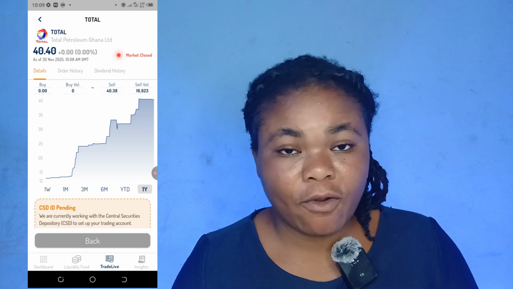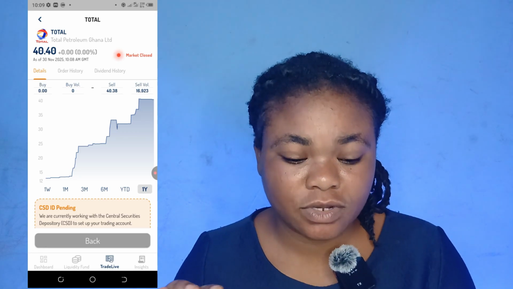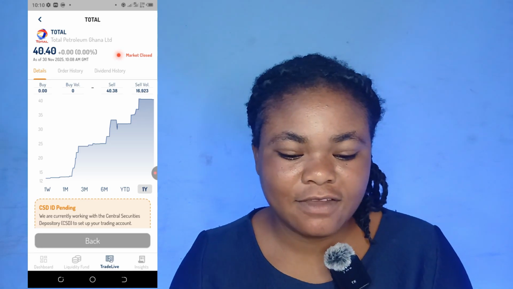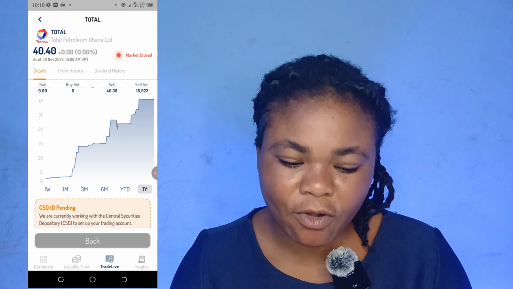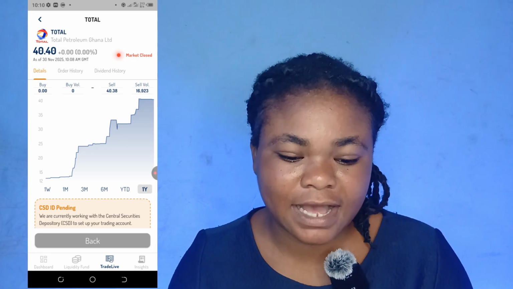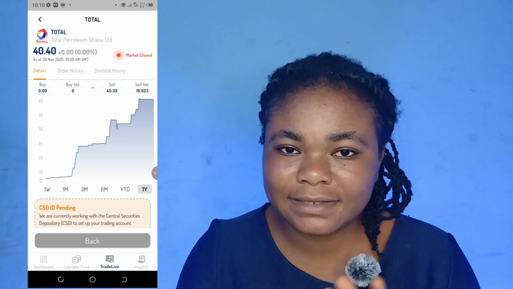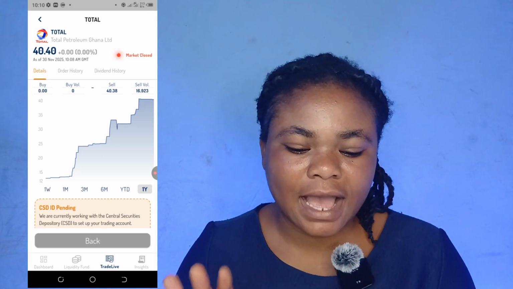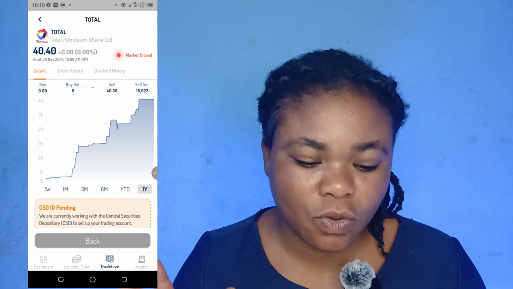Okay, so from Monday going, you can go to your ICWAT account and check that if you buy the stock, you can sell it. I hope it's because the market is closed that you can buy the stock but you can't sell the stock. So that's how Total's stocks also work.